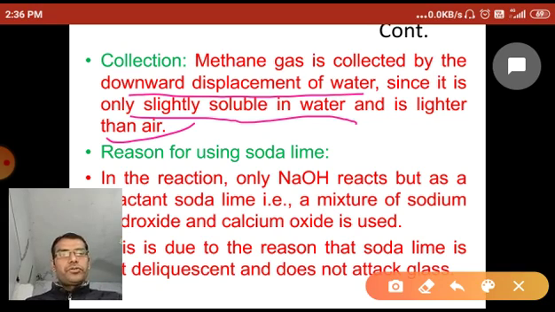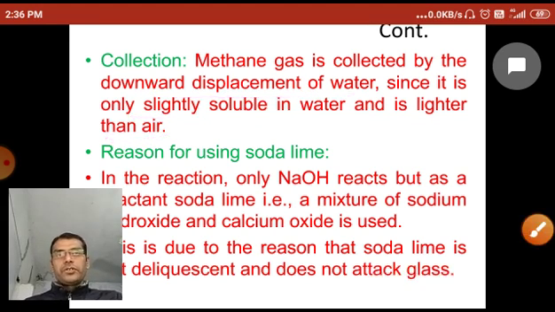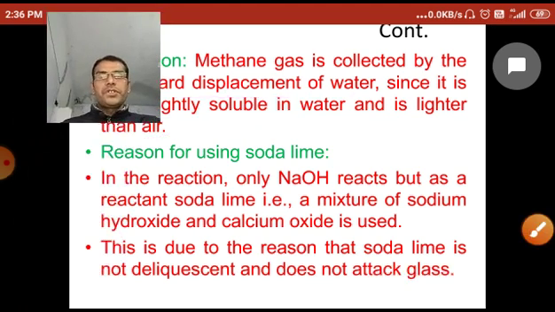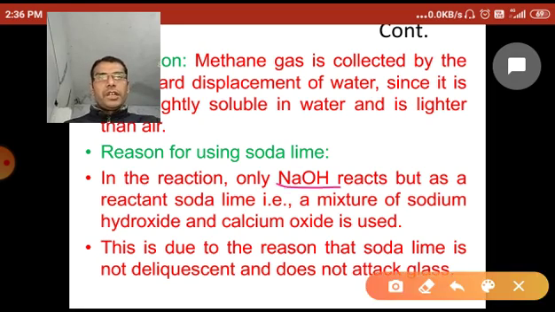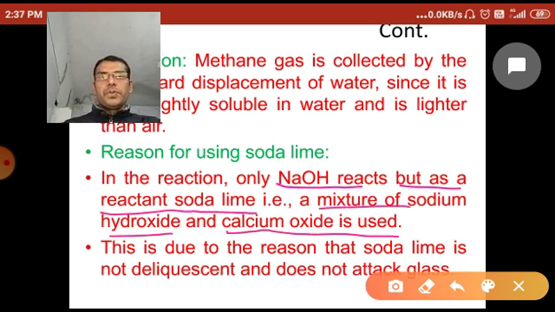Now the reason for using soda lime in this reaction. We can observe that only NaOH reacts with the sodium acetate. But why do we use the mixture of NaOH and CaO, that is soda lime? In this reaction only NaOH reacts, but as a reactant, soda lime, a mixture of sodium hydroxide and calcium oxide, is used. This is because soda lime is not deliquescent and does not attack the glassware.